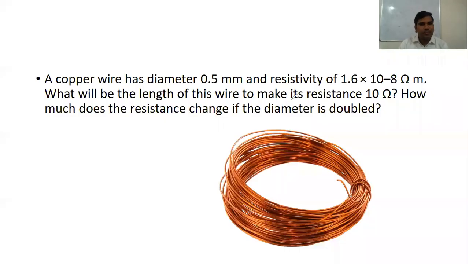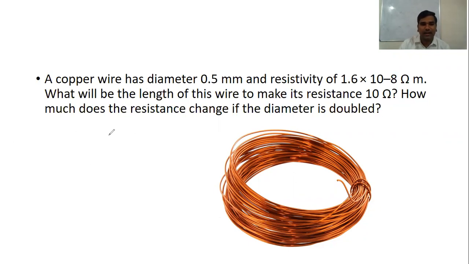Now this problem: a copper wire has a diameter of 0.5 mm and resistivity 1.6 × 10^-8 ohm meter. What will be the length of this wire to make its resistance 10 ohm? Now how much does the resistance change if the diameter is doubled?